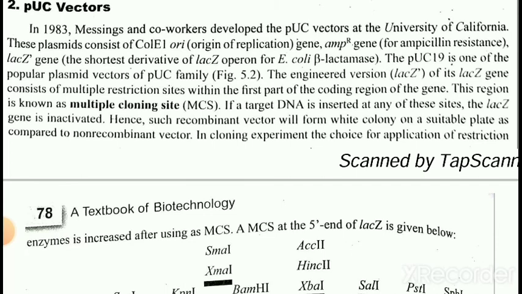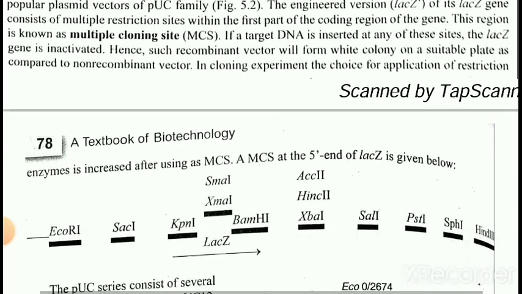Hence, such a recombinant vector will form a white colony on a suitable plate, as compared to a non-recombinant vector. In a cloning experiment, the choice for application of restriction enzymes is increased after using an MCS. An MCS at the 5' end of lacZ is given below.